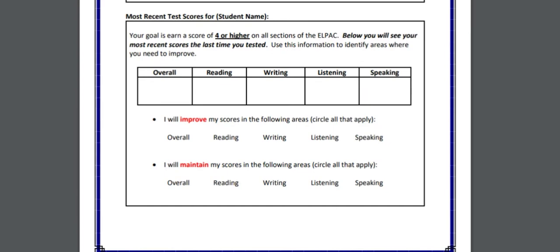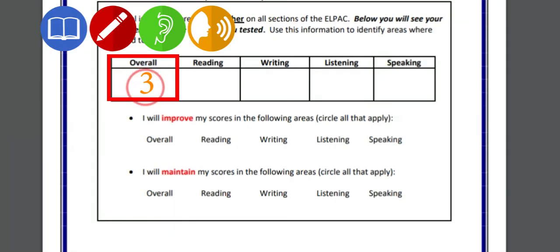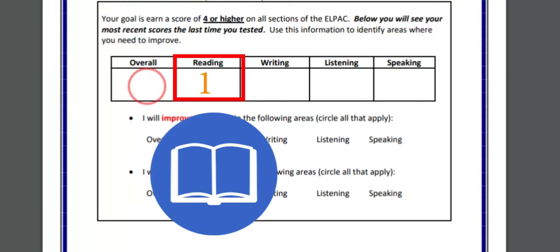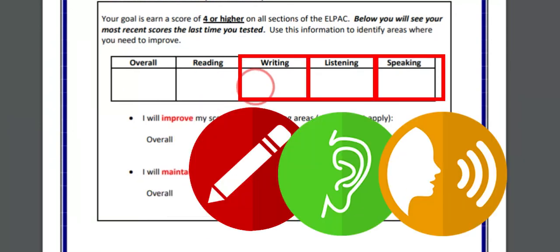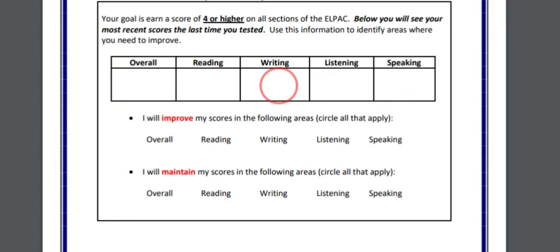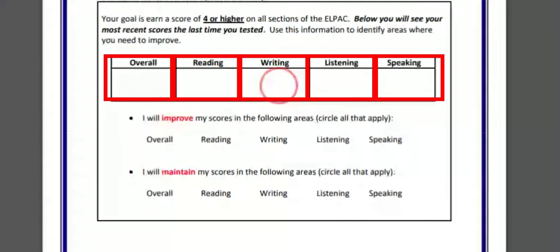Now on your individual sheet that you have in front of you, you should see scores listed in each of these categories. You should see an overall score listed here of a 1, 2, 3, 4, or 5. You should see a score listed under reading of a 1, 2, 3, 4, or 5. And as well in writing, listening, and speaking, you should see a score listed there of 1, 2, 3, 4, or 5. These are your scores the last time you tested.